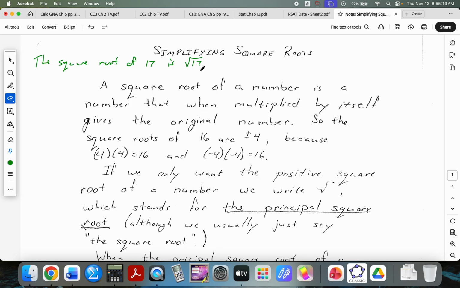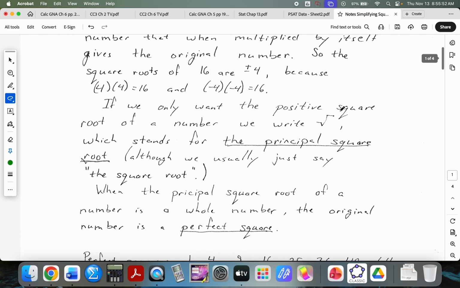And the importance of that is that it's the square root of 17 because the square root of 17 times the square root of 17 is 17. That's the definition of a square root. And you're like, is that a big deal? Oh gosh, yes, it's a big deal. In fact, everything that we do today is predicated on that idea, that the square root of a number multiplied by itself gives you the number.